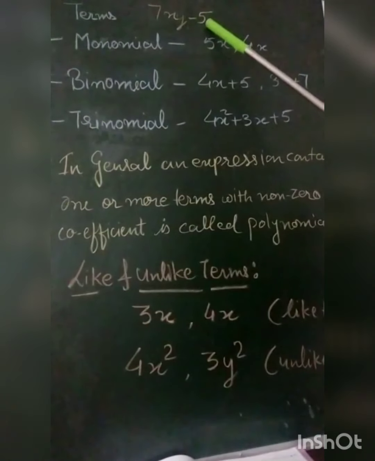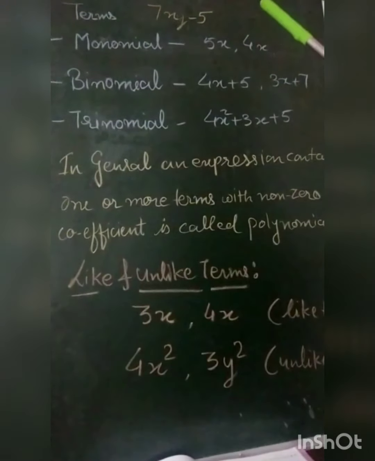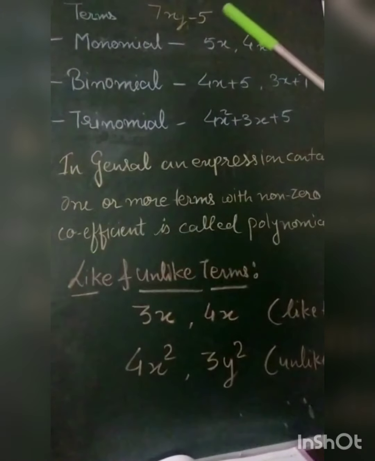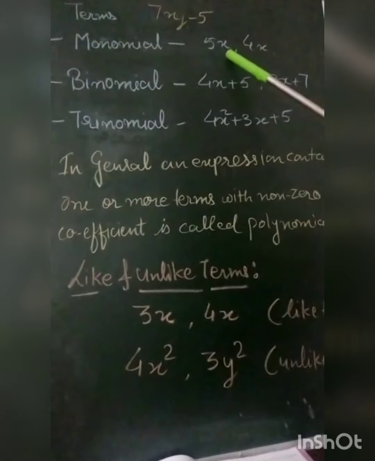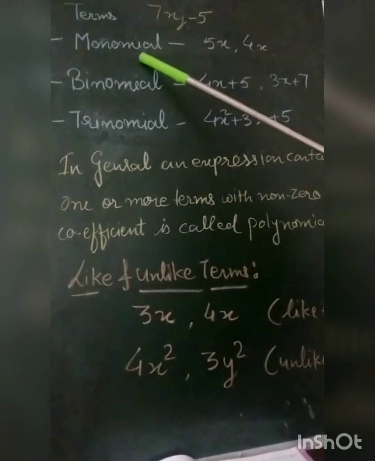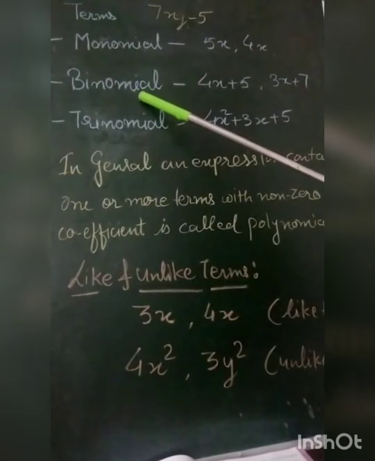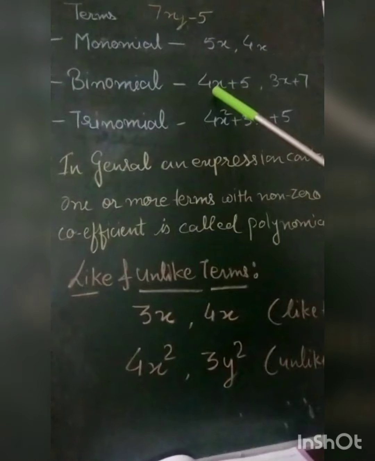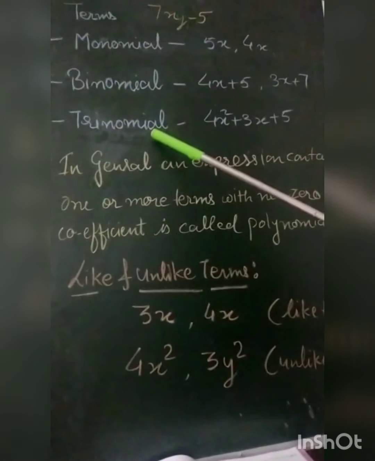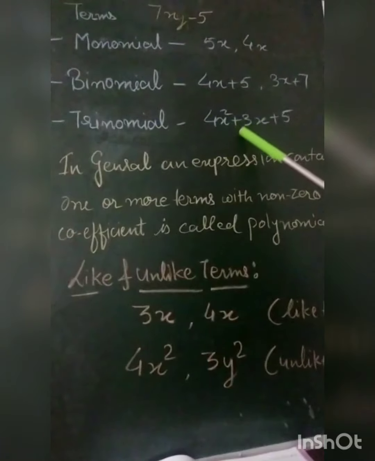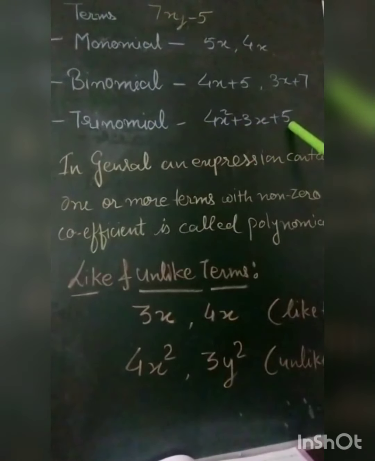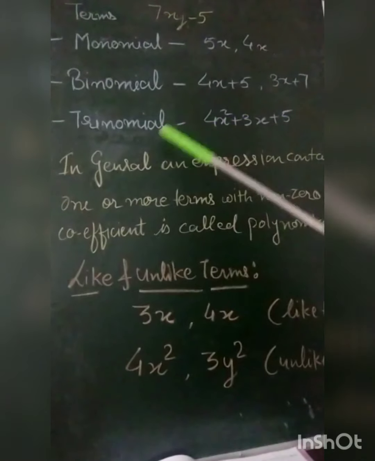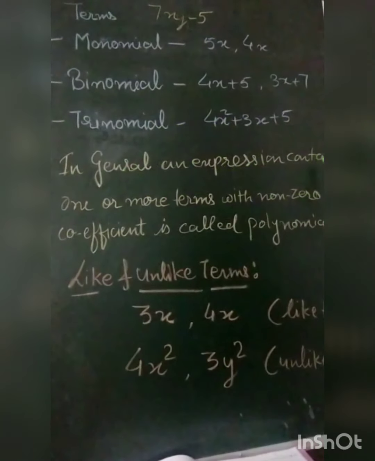Now if we are taking different types of polynomials, suppose it is having only one term, then it is called monomial. A polynomial which is having two terms is called binomial. This is the example 4x plus 5. Here we can see two terms are there. If it is having three terms like 4x square plus 3x plus 5, it is called trinomial. In general, an expression containing one or more terms with non-zero coefficient is called polynomial.